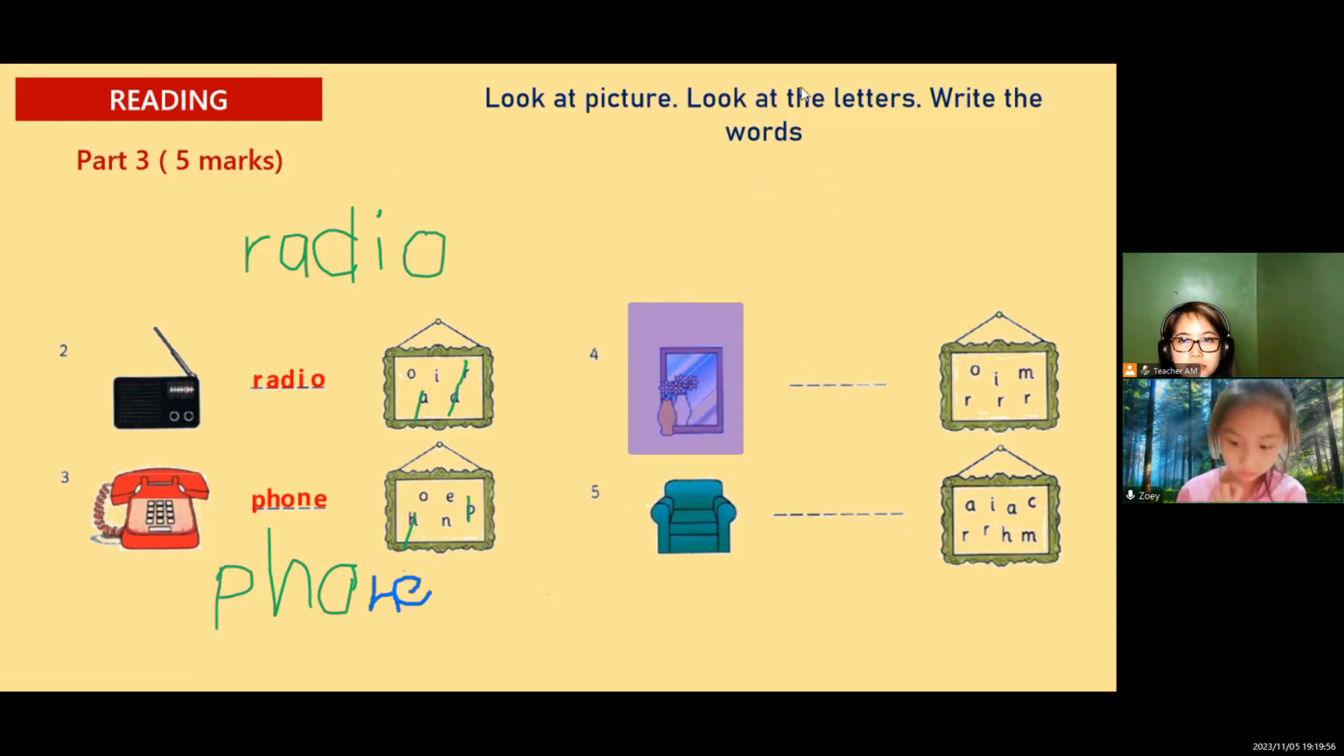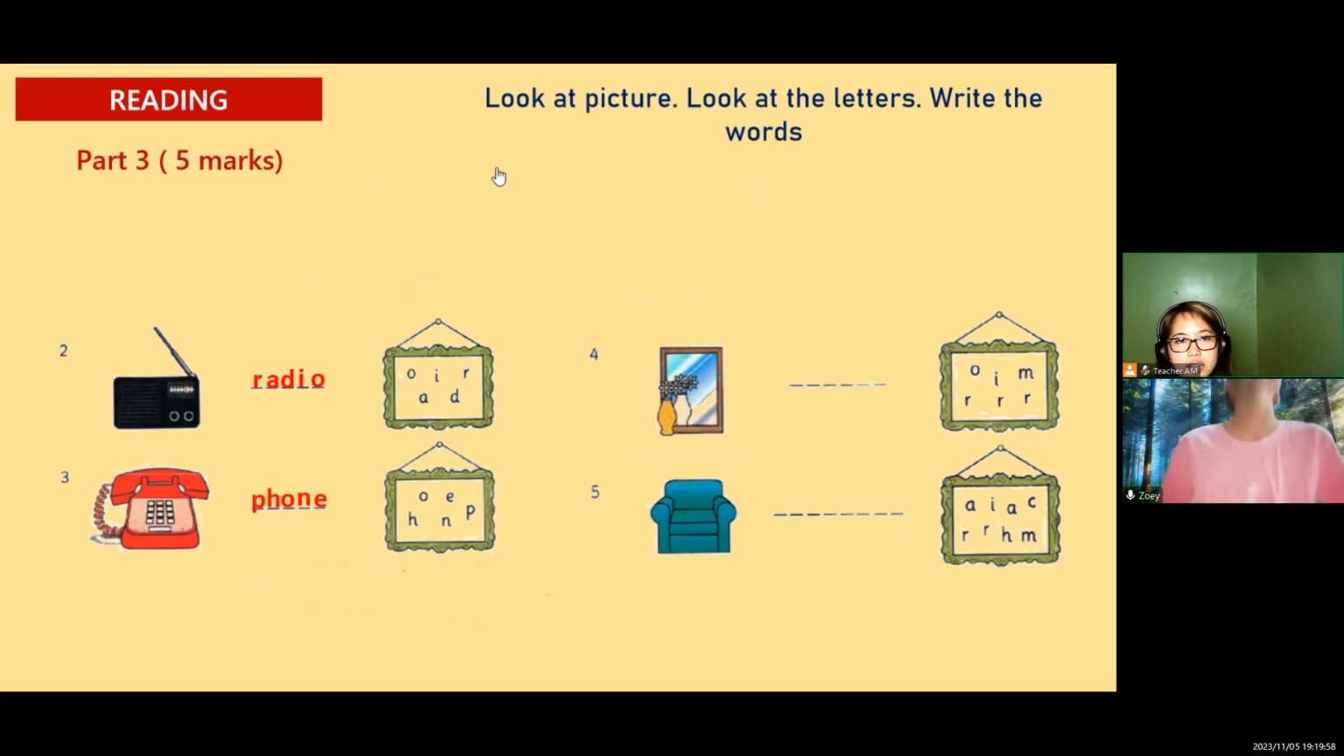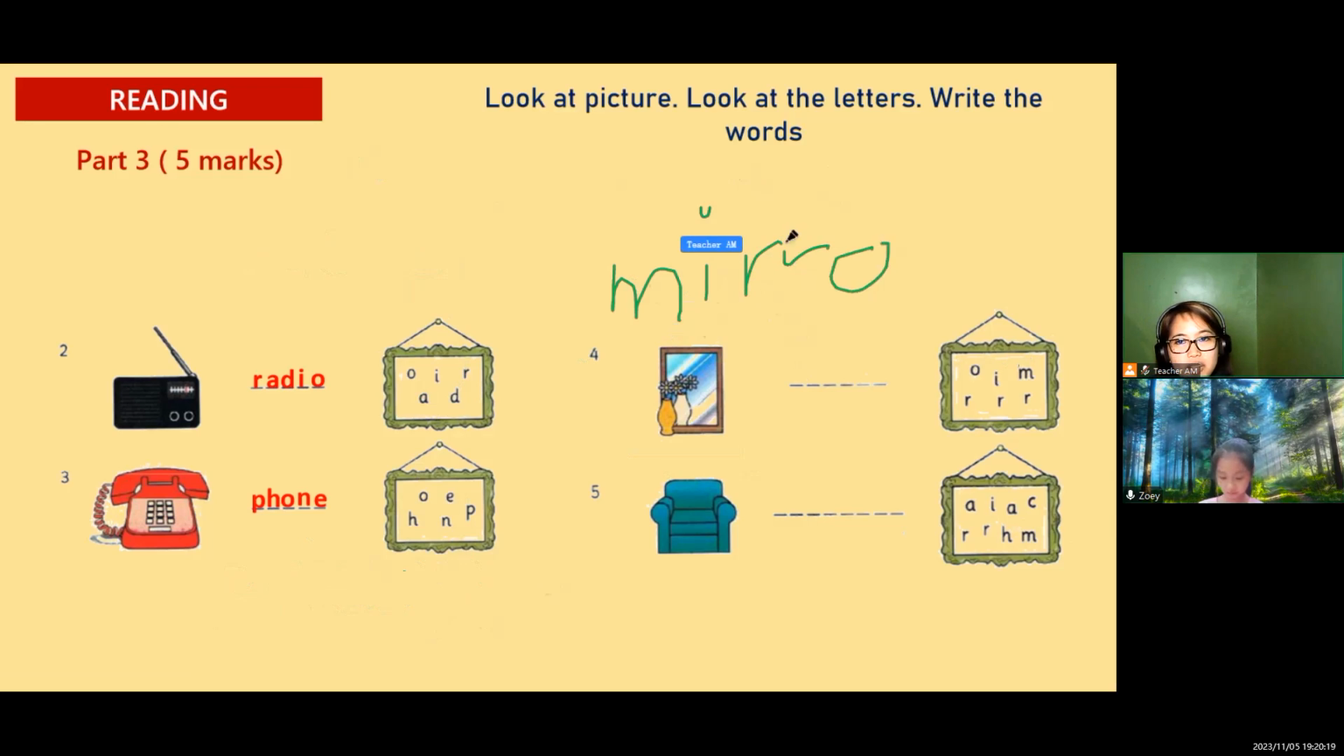I don't know. Mirror. Mirror. Okay, how do we spell mirror? M. M. I. R-R-O. Mirror. Wow, very good. R-R-O. R. Wow, it's Zoe.